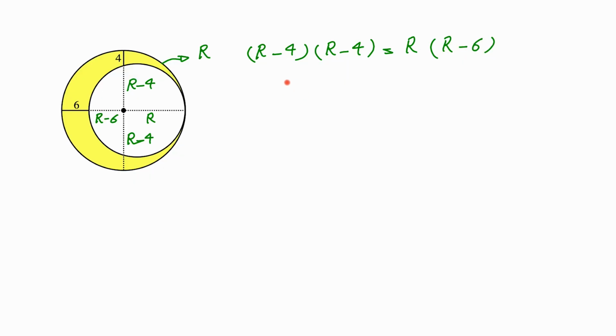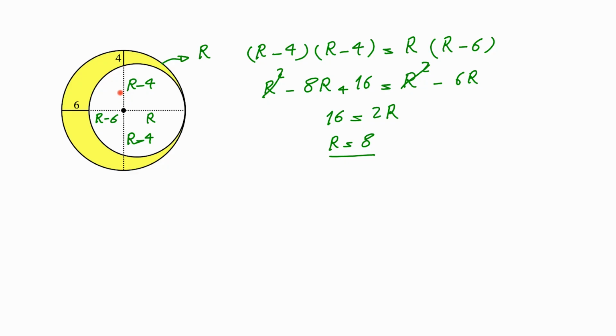So if we simplify it, we get R squared minus 8R plus 16 should be equal to R squared minus 6R. R squared can be cancelled out from both sides, and if we add 8R to both sides, we get 16 is equal to 2R. And if we divide both sides by 2, we get R is equal to 8.